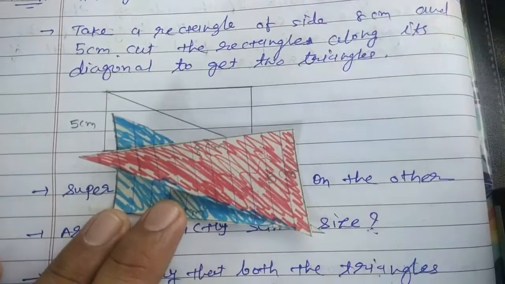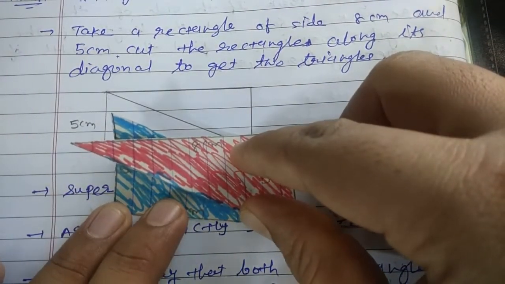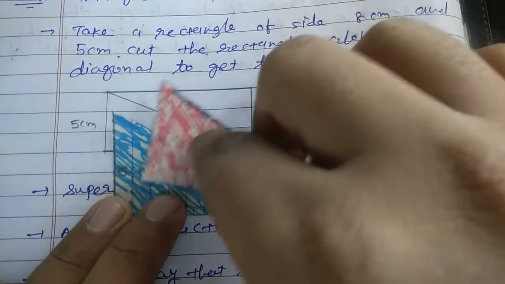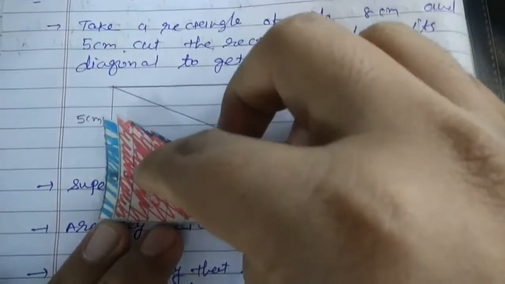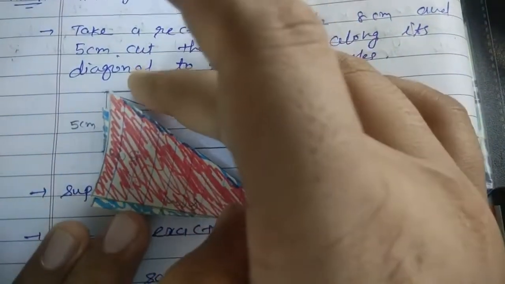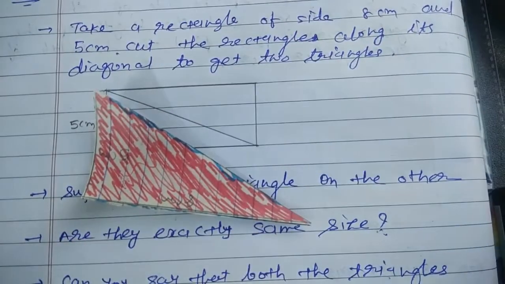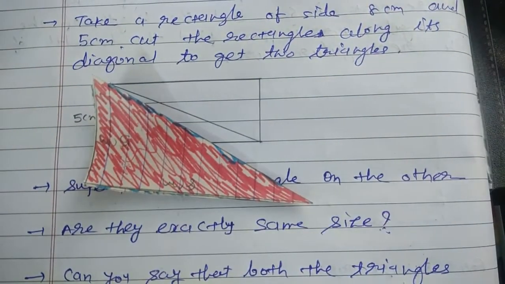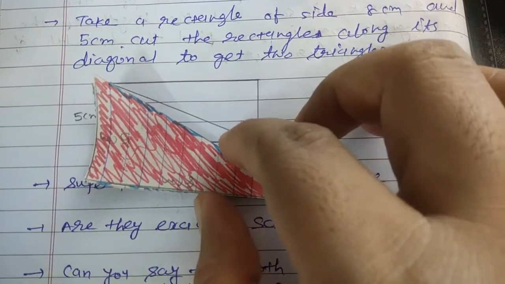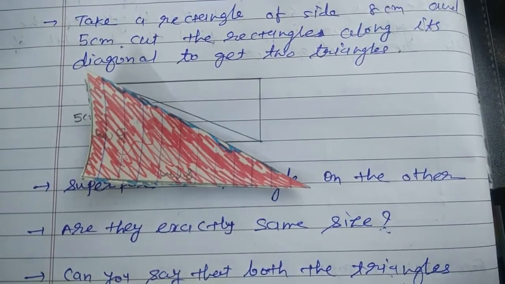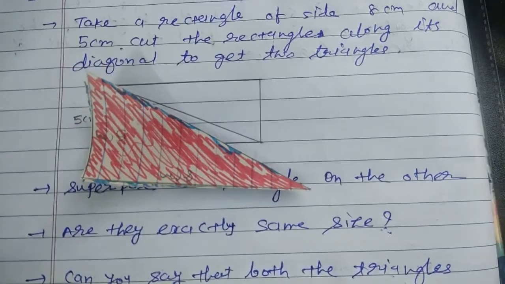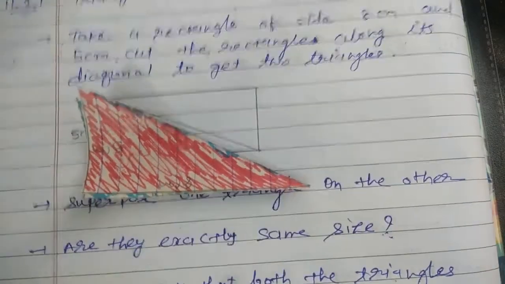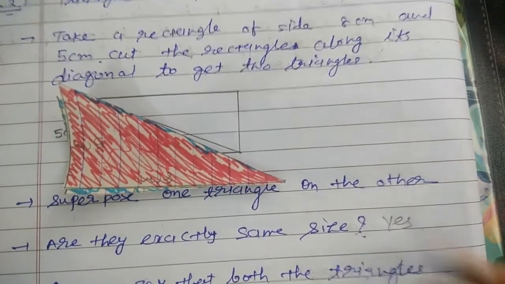Now, if it is not superposing, we have to rotate one shape. So here I have rotated one shape. Now you can see these two triangles are exactly the same. We can see this by superposing. Now the question is, are they exactly the same size? Yes, they are exactly the same size.